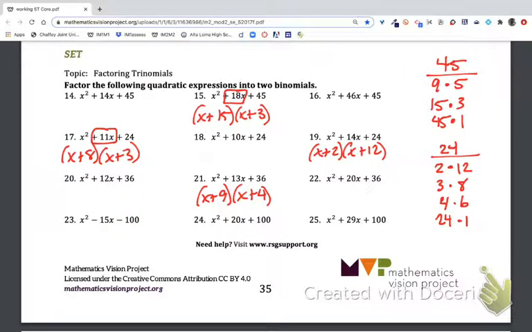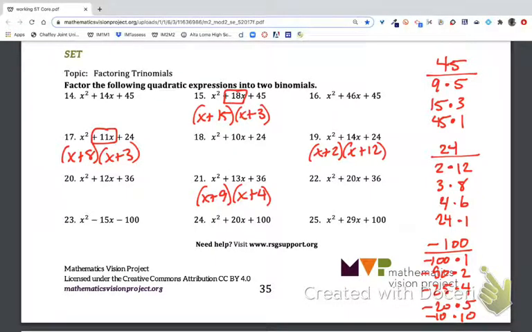So to get a negative 100, I know that I can take negative 100 times 1, negative 50 times 2, negative 25 times 4, negative 20 times 5, and now negative 10 times 10. And I can also have the opposite of those, where it's 100 times negative 1, 50 times negative 2.